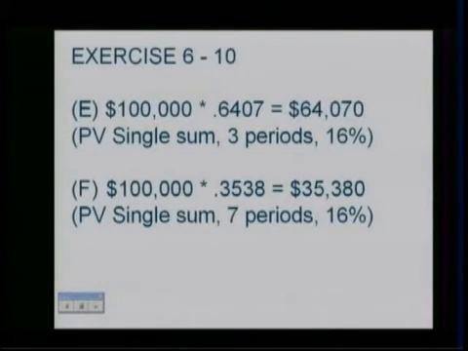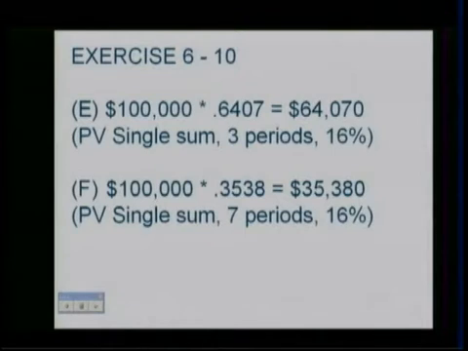Then in letter F, if you're going to receive the cash in 7 years, that changes the number of periods that you're going to use. So you just read further down the columns till you get to the 7 period line. Read across at 16%, you get 0.3538. Multiply that by your $100,000, you get $35,380.